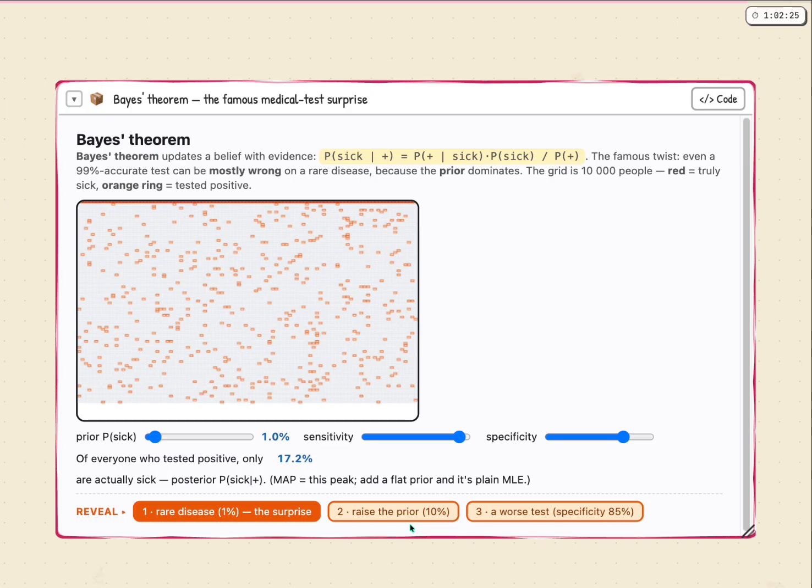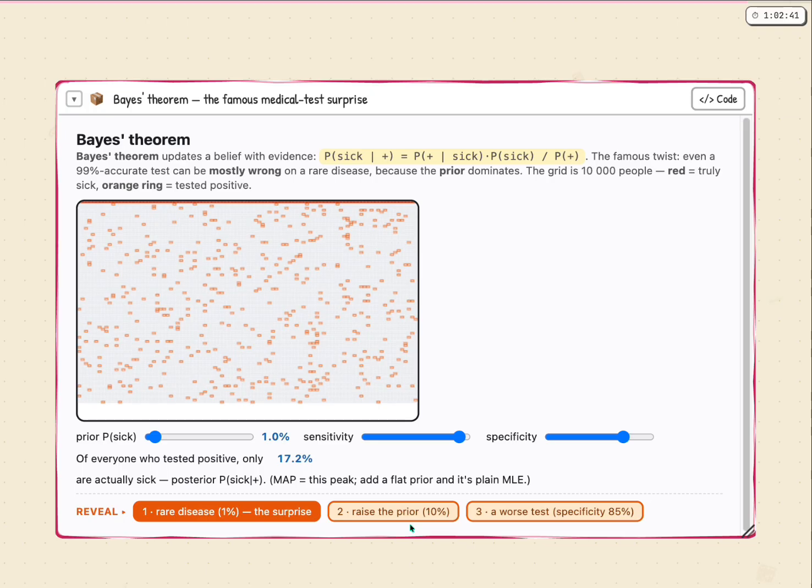Now, here's the surprise. You take the test and it comes back positive. How worried should you be? Most doctors say 99%. Let's count. Of the 100 truly sick people, the test catches 99.